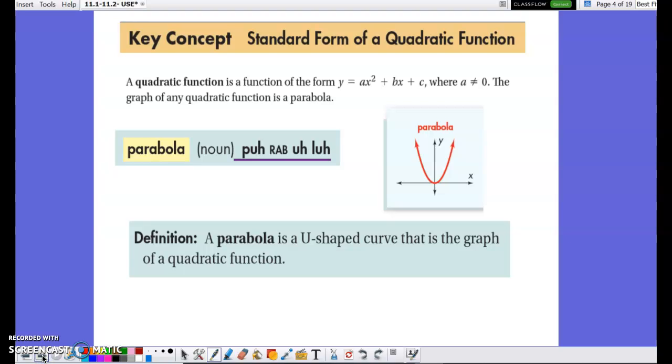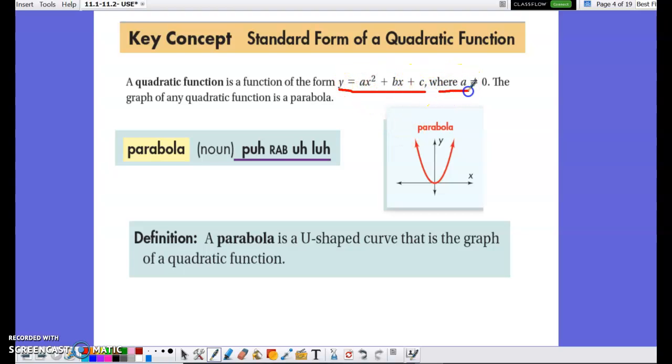So some key concepts. First off, standard form of a quadratic function. A quadratic function is a function of the form y equals ax squared plus bx plus c. And we've seen this form when we've been factoring, right? When we factored, we took a times c and we put that at the top of the x and we put b at the bottom. We've seen this form before.